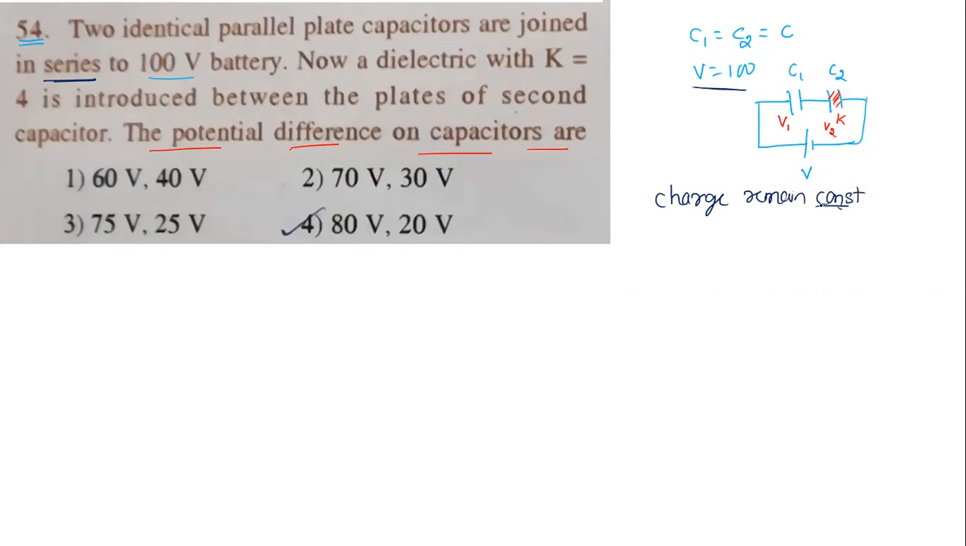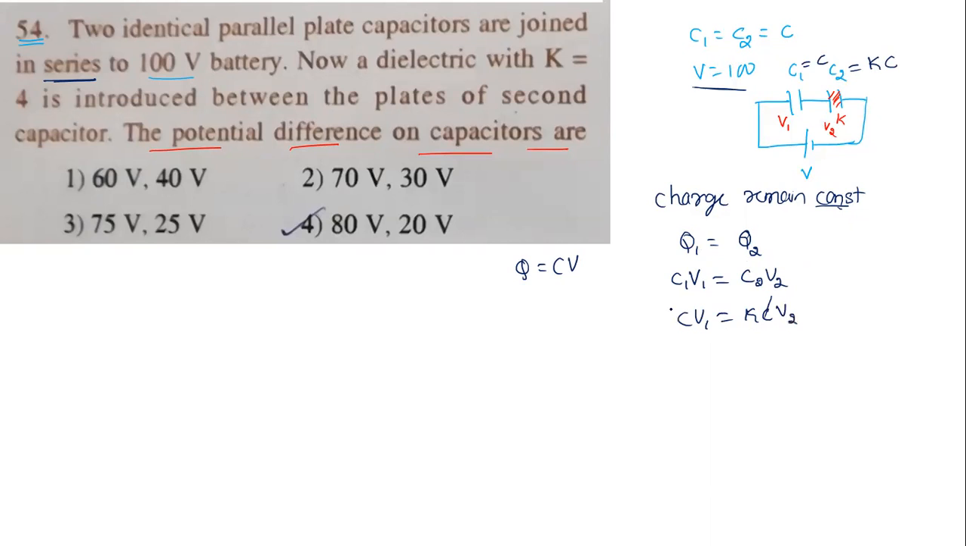Charge remains constant. As charge remains constant, the total charge on the first capacitor must be equal to the charge on the second capacitor. We know the formula already: Q equal to C into V, right? Initially, it is C1 into V1 equal to the second one, C2 into V2, where C2 is filled with dielectric, so it will become K times of C. C1 is just C, so it becomes C V1 equal to K times of C V2.